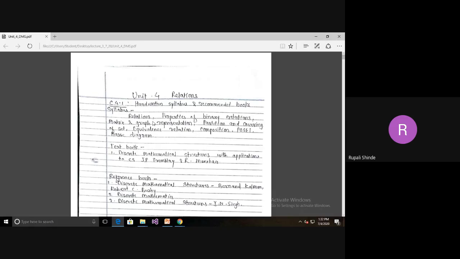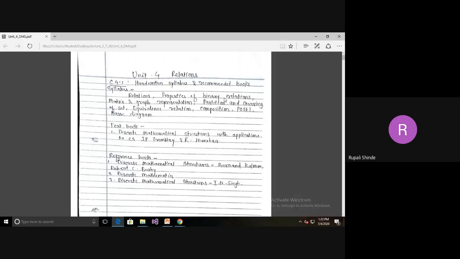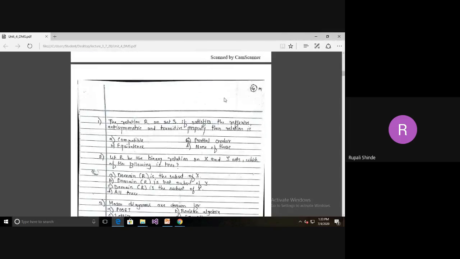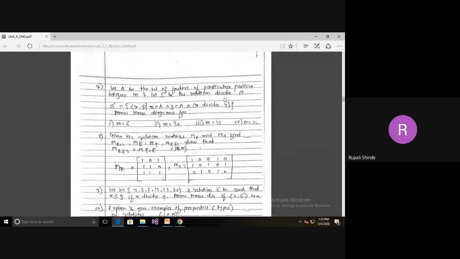So here first we have to see what the syllabus for this unit is. Here they have given the definition for relations, then properties of binary relations, then matrix and graph representation, partition and covering of set, then equivalence of relations, composition, poset, that is partially ordered set, and Hasse diagram. So this unit is quite lengthy. We will cover it. So these are some assignment questions.